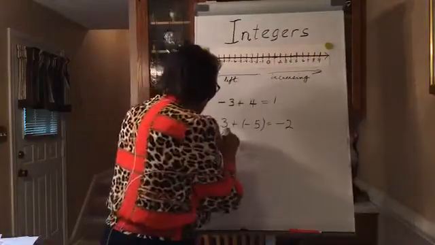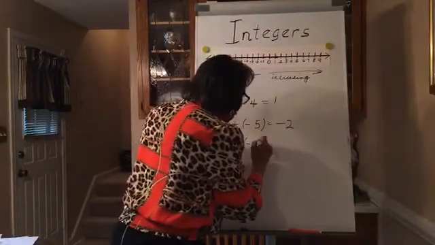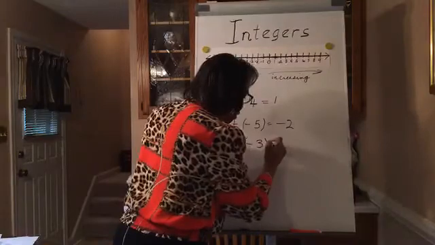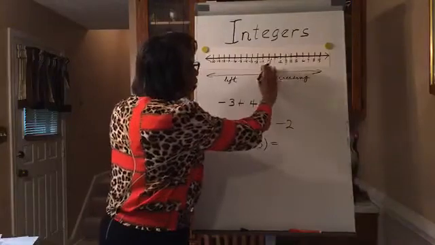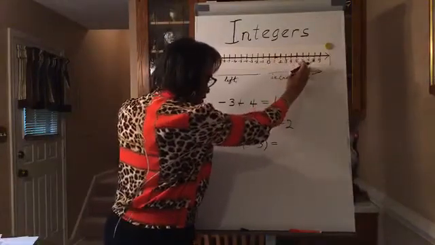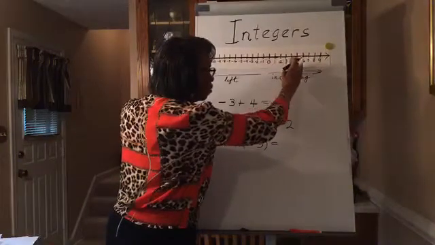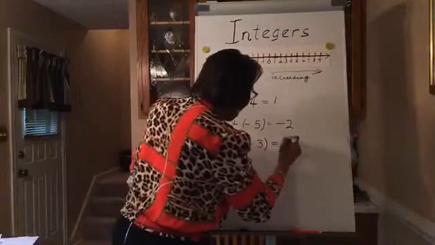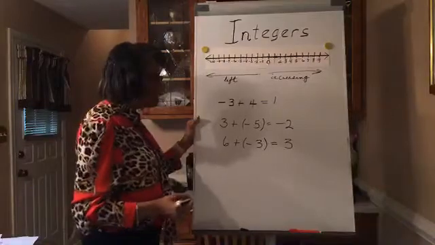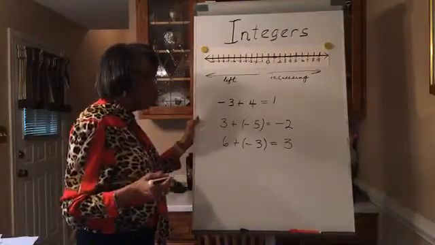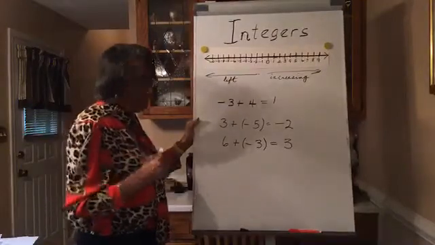All right, let's do 6 plus negative 3. All right, so we start. We go 1, 2, 3, 4, 5, 6. And when we add a negative 3, we go negative 1, 2, 3. So the answer is positive 3. Okay, let's try some more, because this is different, and I want to do enough of them for you to see what's happening before I tell you.